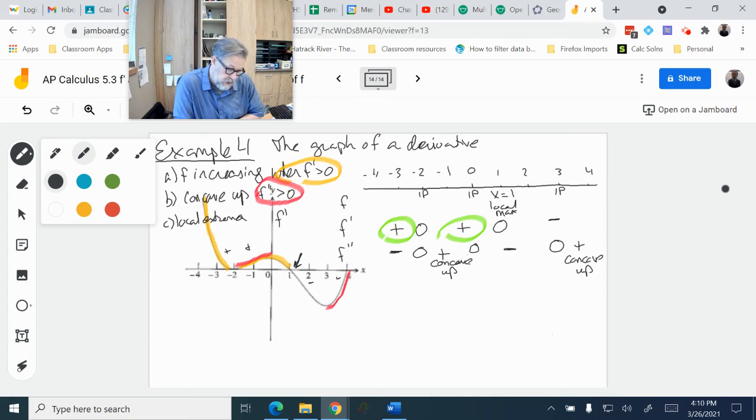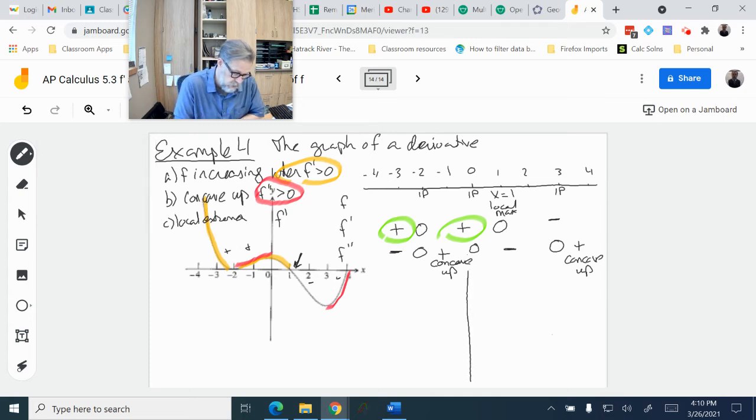So I'm going to put a set of axes right there. There's my y-axis at 0. I'm going to match up my x-axis. So what have I got? Well, there's a local max. And since the graph is increasing to the left and decreasing to the right, I know that my local maximum is actually an absolute maximum.